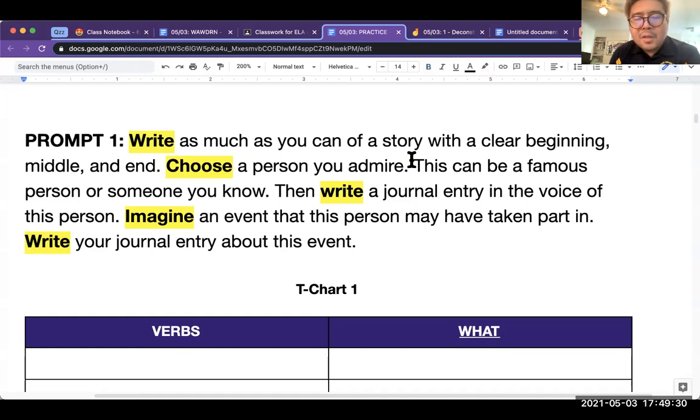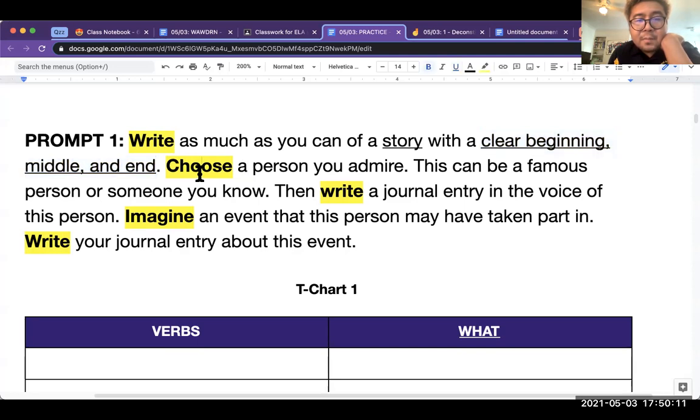Write as much as you can of a story with a clear beginning, middle, and end. What do I think is important in that sentence? What do I have to write? What do I have to know? So the first thing I see is the word story. I have to write a story. Okay? The second thing that I would underline that I can match up with the verb write is clear beginning, middle, and end. Okay? These are requirements. I have to meet these requirements. This is what the prompt is telling me to do. So I've got to make sure that I recognize this so I can do them and check them off my T-chart at the end of it all.